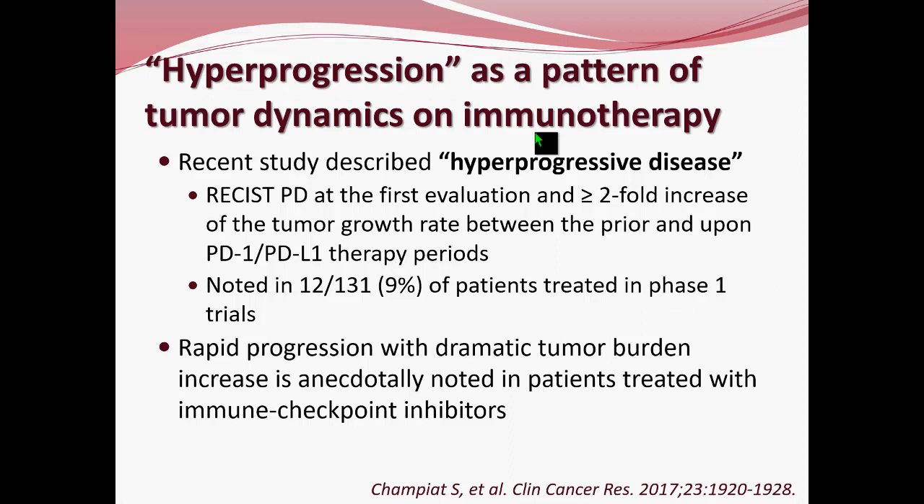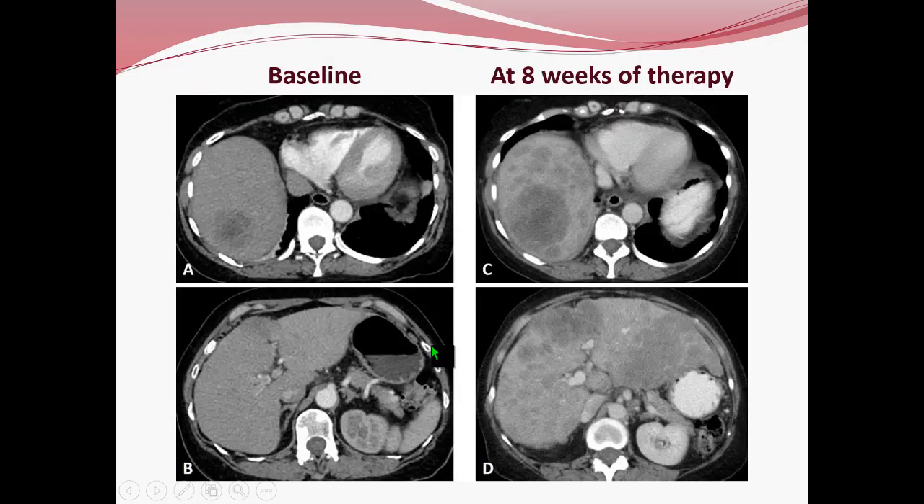Another important concept that came out recently, introduced by a French group, is this concept of hyperprogression, where the tumor growth rate before and after therapy doubles. So tumor growth rate after therapy more than doubles compared to the growth rate before therapy. I personally believe this is still a very new concept, but I believe it is very important because we see some rapid progression with dramatic tumor burden increase anecdotally in some of the clinical patients.